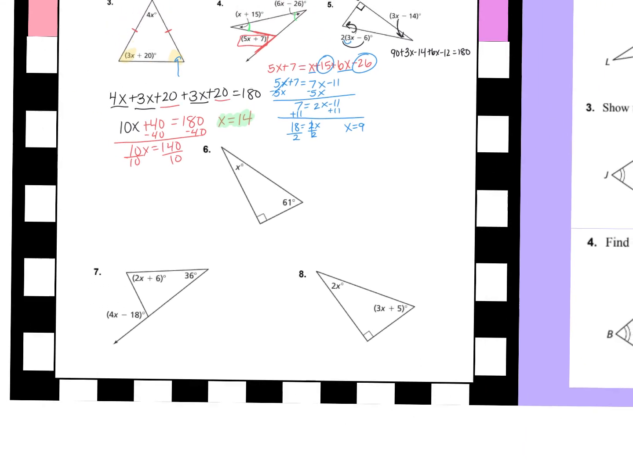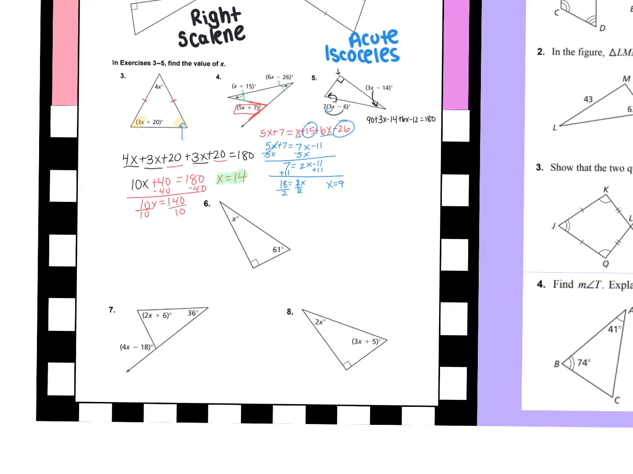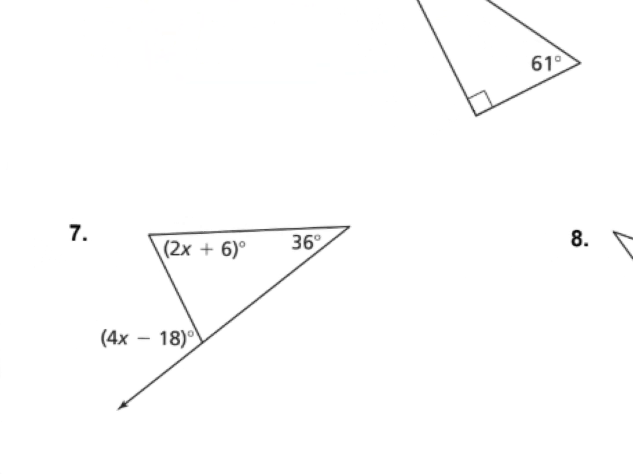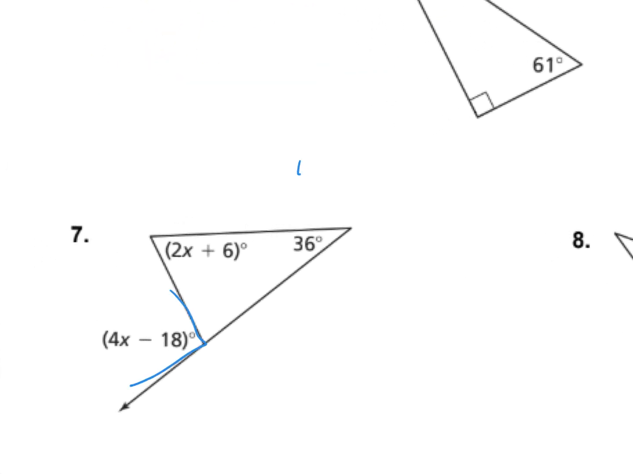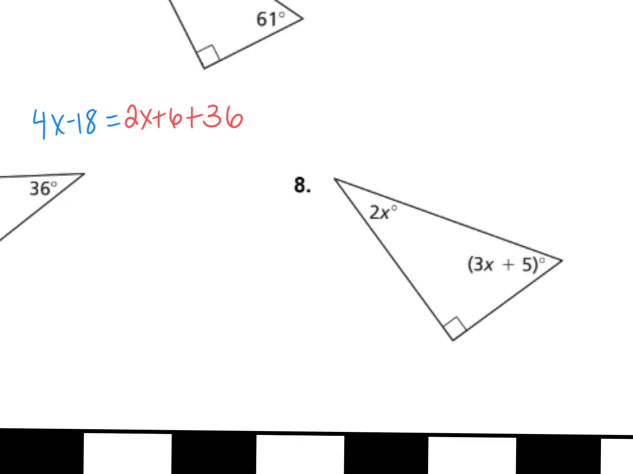What question is number 7 basically the same as? 4, right? 4 and 7 are the same type of question, so I'm not going to do that one either. If I wanted to set it up properly, I would say that this exterior angle, which is 4x minus 18, is equal to the sum of these two interior non-adjacent angles. So it would be equal to this angle which says 2x plus 6 plus the other angle which says 36. And I would solve for x, right? All right, number 8 is similar to some of the other questions. I'm not going to do that one again. You could check my answer key later to see if your answers are right.